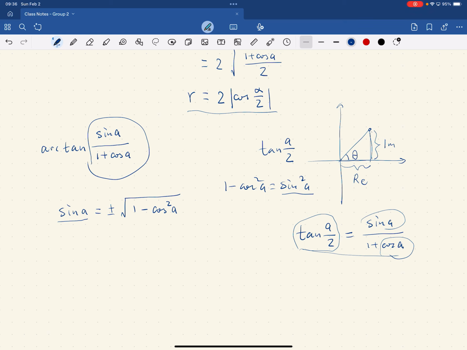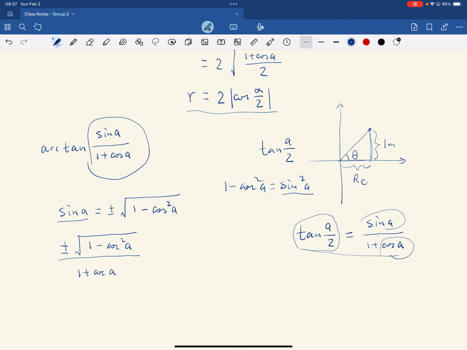I keep saying sine alpha, it's usually alpha. Then it could be positive or negative, so you put a plus or minus sign there. All right. So then you can change this to plus or minus root 1 minus cosine A squared over 1 plus cosine A, right? So this is like a trig lesson. Well, so be it, because we need to learn it.